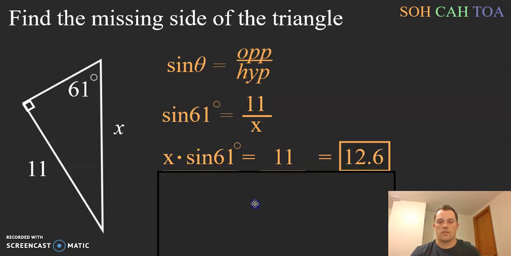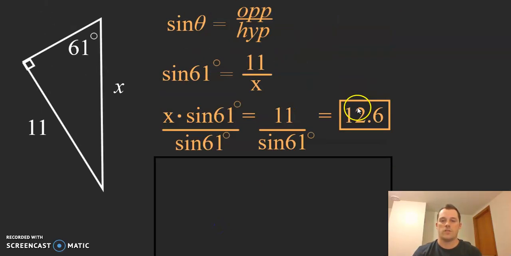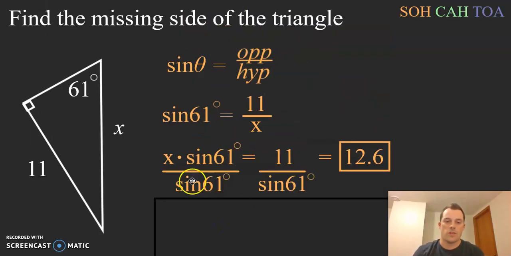And so now we've got x times sine of 61 degrees equals 11. We weren't supposed to see that answer yet. We're now trying to get x by itself, so we have to divide both sides by sine of 61 degrees. And so this will cross out, cancel, and 11 divided by sine of 61 in our calculator will give us about 12.6.